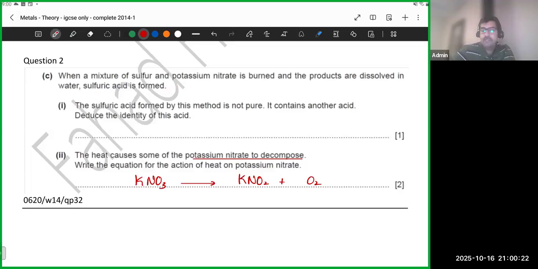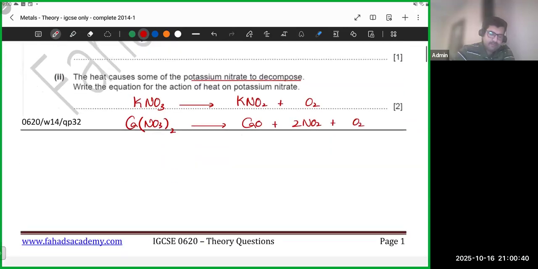If it had been group 2, then it would have decomposed fully. If it had been calcium nitrate, which is a group 2 nitrate, then it would have decomposed completely. Okay, it would have formed CaO plus NO2 plus O2.